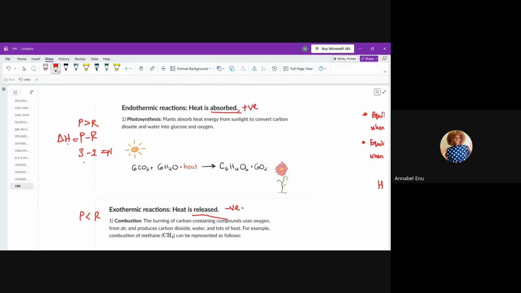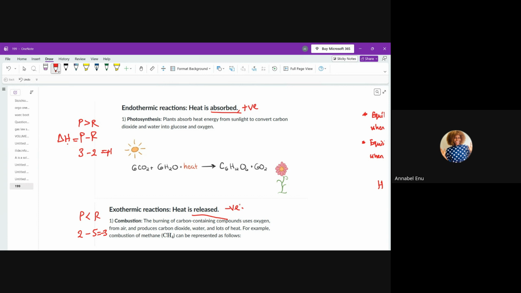Okay, so if our product is less than our reactant, let's say our product is 2 and our reactant is 5, we are not going to now say the bigger number minus the smaller number. We're going to follow the formula P minus R, which is going to give us minus 3. So exothermic is usually negative, and exothermic is heat that is released. So that is to say it is effective at the product side, not at the reactant.